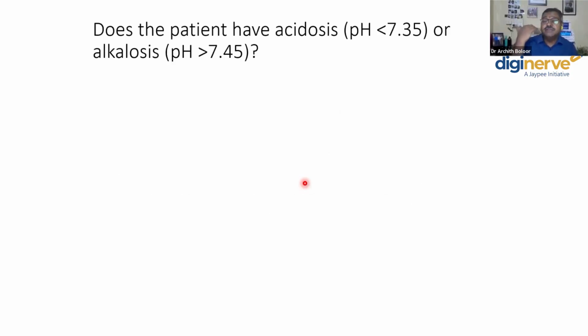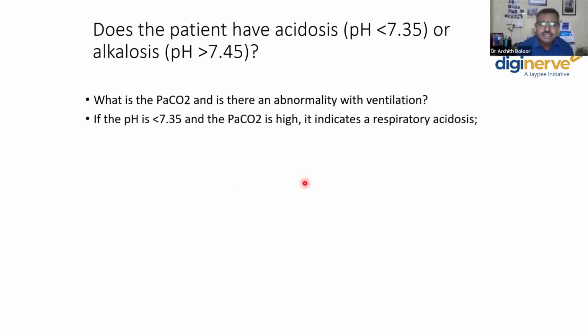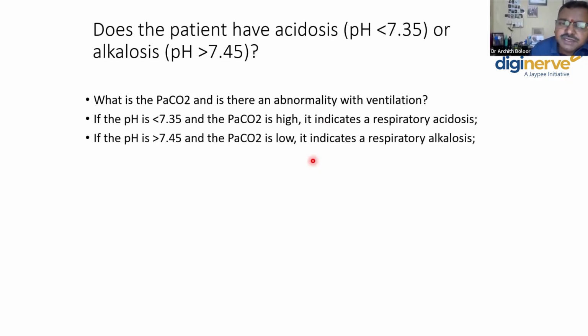Now, the first question that we are going to ask is, does the patient have acidosis or alkalosis? That is how you look at the pH and you can make it out. Then, what is the PaCO2 and what is the abnormality in ventilation? If the pH is less than 7.35 and the PCO2 is high, we know that it is acidosis, and because the PCO2 is high, we are dealing with primary respiratory acidosis. So that's the first abnormality when you're looking at the PCO2. And if the PaCO2 is low and the pH is high, we are dealing with respiratory alkalosis.